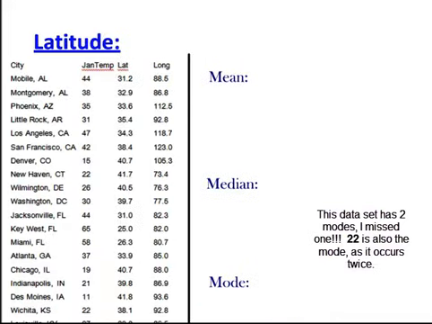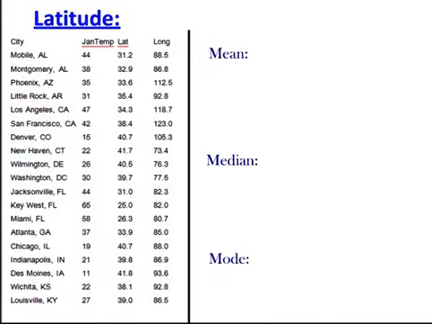All right, now let's look at the next set of data, the latitude. When you add up all the numbers here in the latitude column and divide by 19, you should get 36 for the mean.